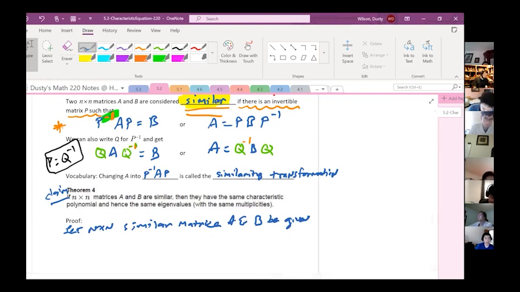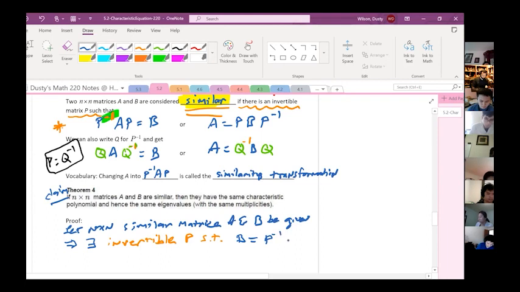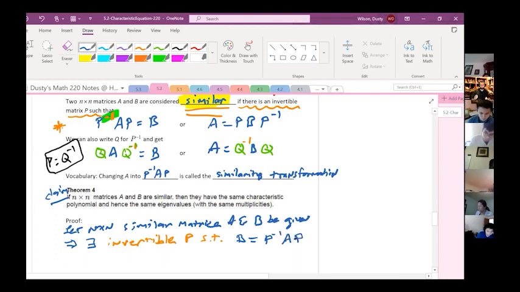This implies that there exists an invertible P such that, and we could write this a lot of different ways, maybe I'll write it this way, that B equals P inverse A P. Okay.